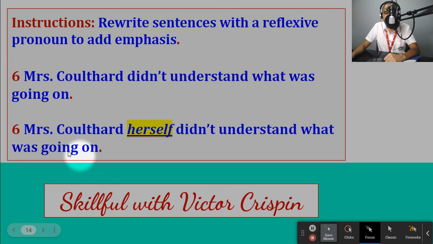Number 6 says, Mrs. Coulthard herself didn't understand what was going on. In this case, I have to use the reflexive pronoun herself because here I have a female, Mrs. Coulthard. This is the equivalent of she. That's why I have to use the reflexive pronoun herself in order to add emphasis.